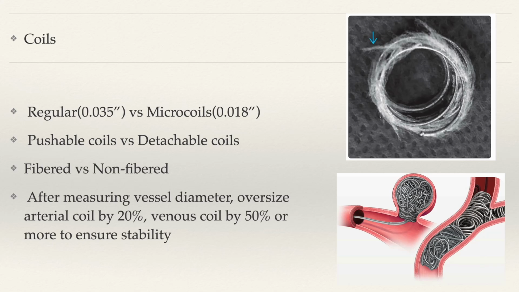Then you have fibered versus non-fibered. Fibered has more thrombogenic property, so it will quickly thrombose. Whenever you are coiling an artery, you should upsize the coil size by 20%, and when you are coiling a vein, upsize it by at least 50%. Here you can see these are fibered coils, and this is coiling of an aneurysm. This is a tight packing of the coils, which will lead to the obliteration of the aneurysm.